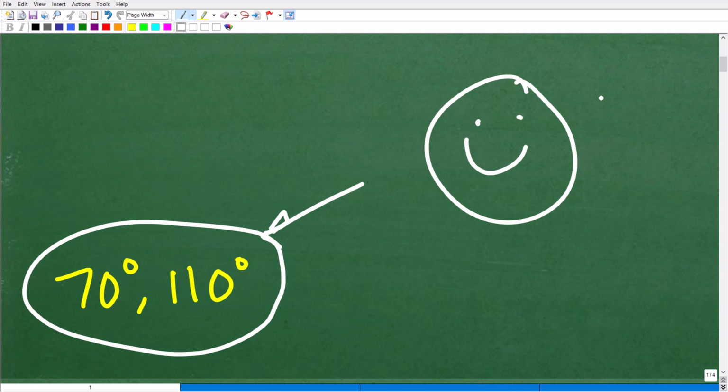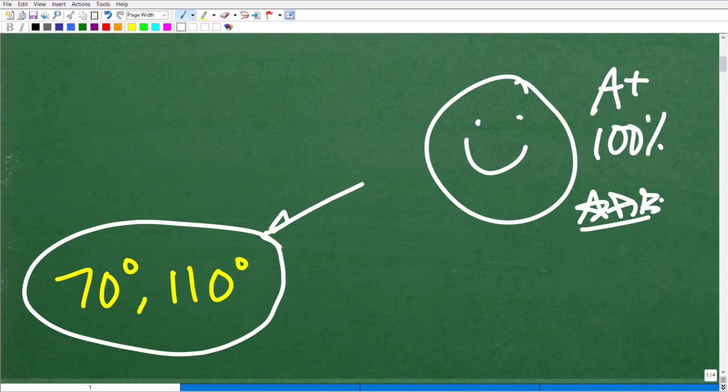Let's give you a nice little happy face, an A plus, a 100%, and a few stars so you can tell your friends and family that you definitely know a thing or two about supplementary angles, and you probably know something about complementary angles as well. These are basic geometry concepts. Many of you won't see this until a high school level geometry course, but again, this is not that complicated. I'll explain all of this in just 1 second.